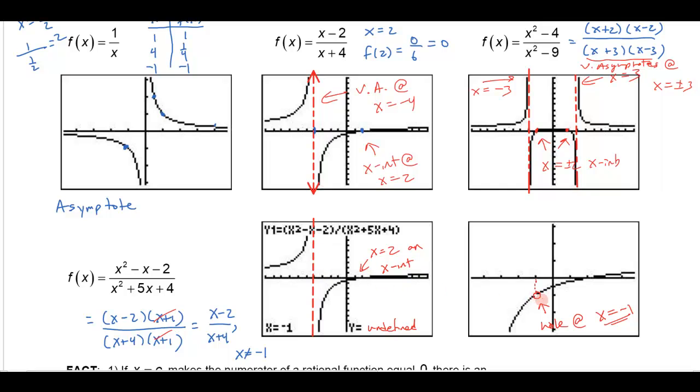This one here we call a removable discontinuity because you could patch it. You could just plug that hole by redefining the function to be this at x equals -1. Right? Notice if you plug -1 in here, you would get a -3 over a +3, which is -1, and that's exactly the y value that you would need to plug that hole.